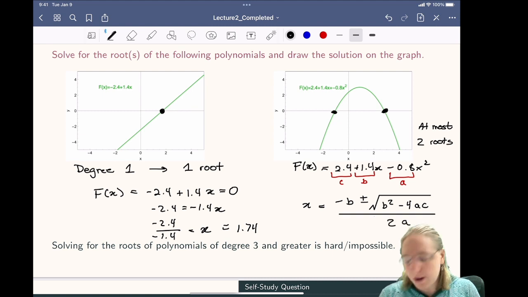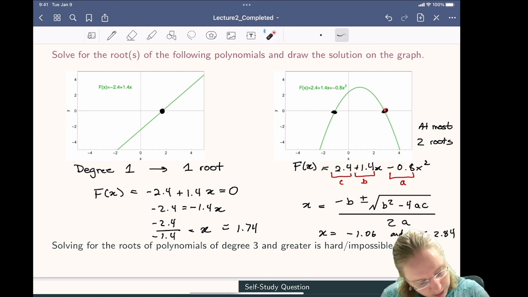all over 2a. And I'll let you work this out at home, but you should get values like x is equal to minus 1.06 and x is equal to 2.84. So if we look at our plot, sure enough, one of them comes in just about halfway between the 2 and the 4. So that is going to be this guy here. And similarly, we have one that falls on the right-hand side of the minus 2. And so that is approximately minus 1.06.